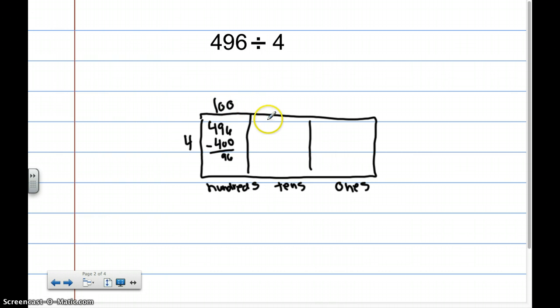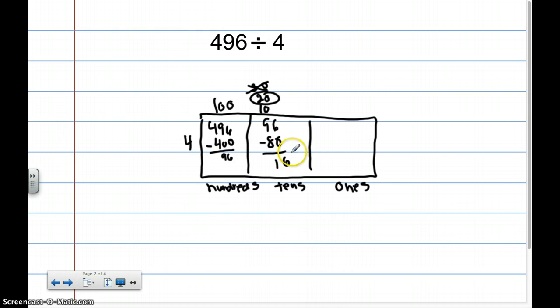Now I have to move the 96 over here because I need to figure out how many tens are in there. So 4 times 10 is 40. 4 times 20 is 80. 4 times 30 is 120. I went way too far over. So I need 20. 4 times 20 is 80. And I'm going to write the answer to that problem right here. So I needed the 20. So I'm going to subtract. And that leaves me with 16.